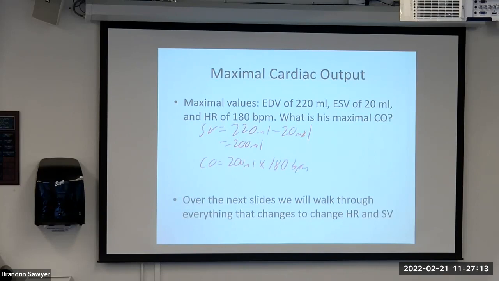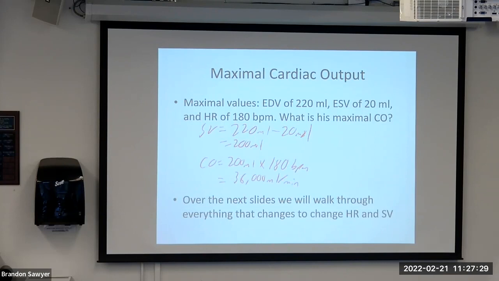Okay, so then we multiply those together. What does that give us? It was a little harder to do in my head. Say it again, John. 36,000, okay. 36,000 mils per minute.